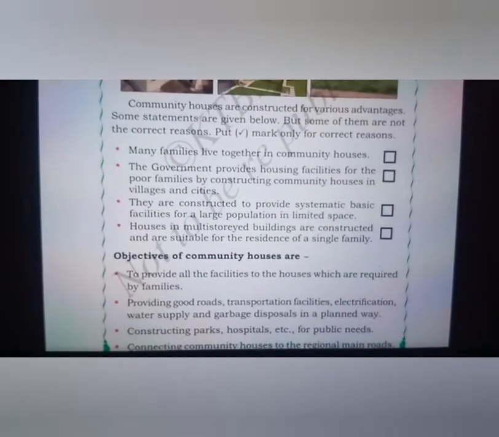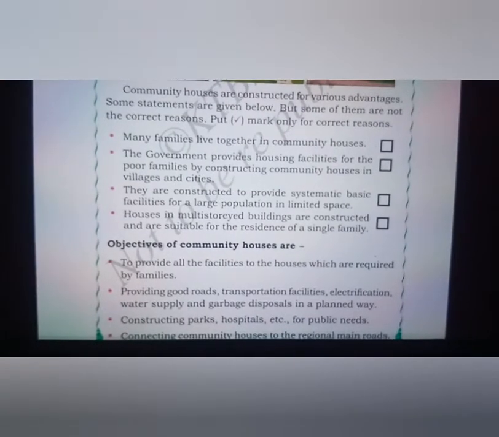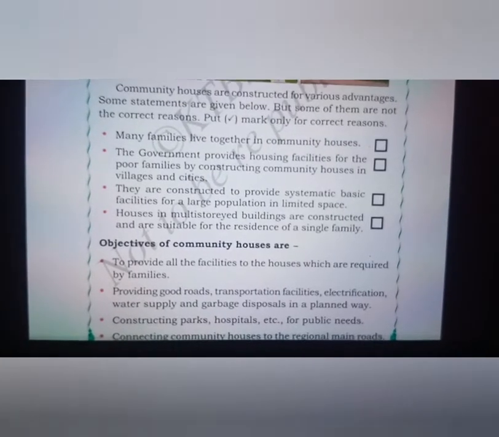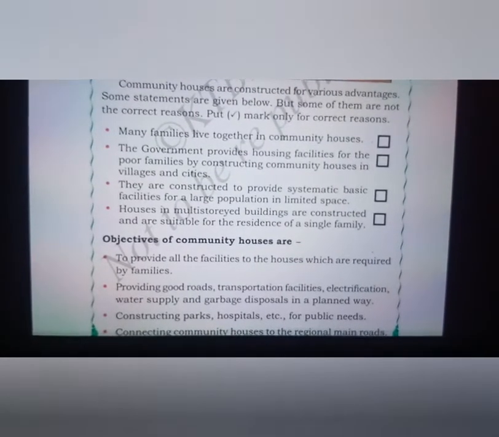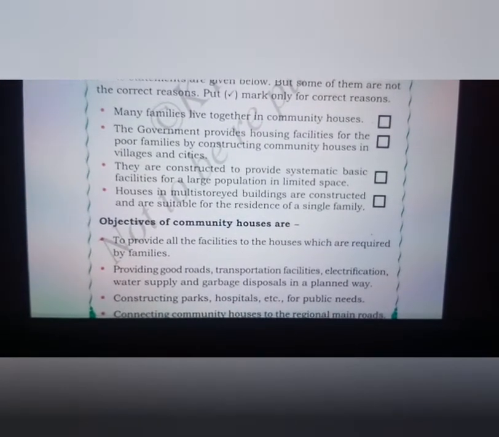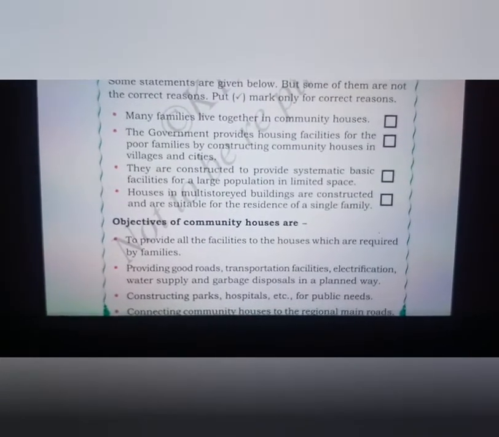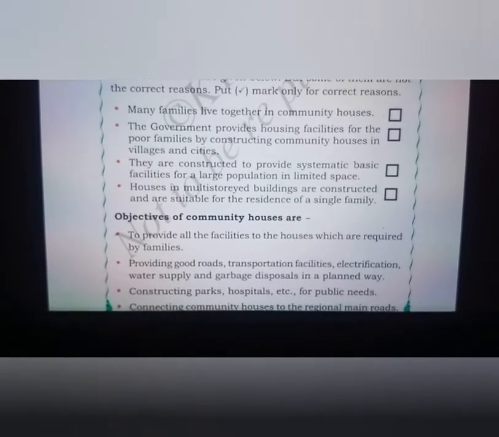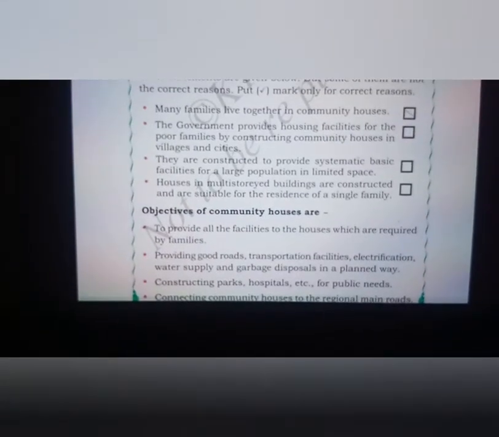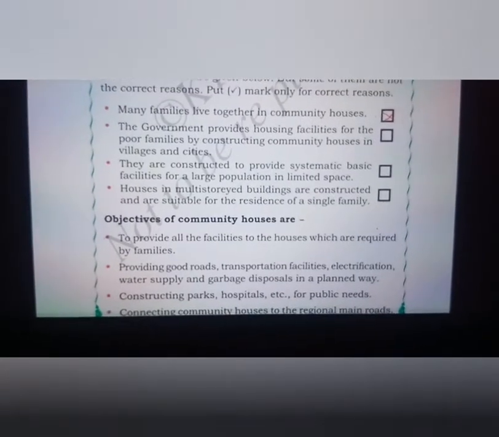Community houses are constructed for various advantages. Some statements are given below, but some of them are not correct reasons. Put a right mark only for correct reasons. Okay, children? Here, many families live together in community houses. Although many families live in the same community, in one house only one family is located. Therefore, this statement is not correct. This is wrong, so you have to put a wrong mark.